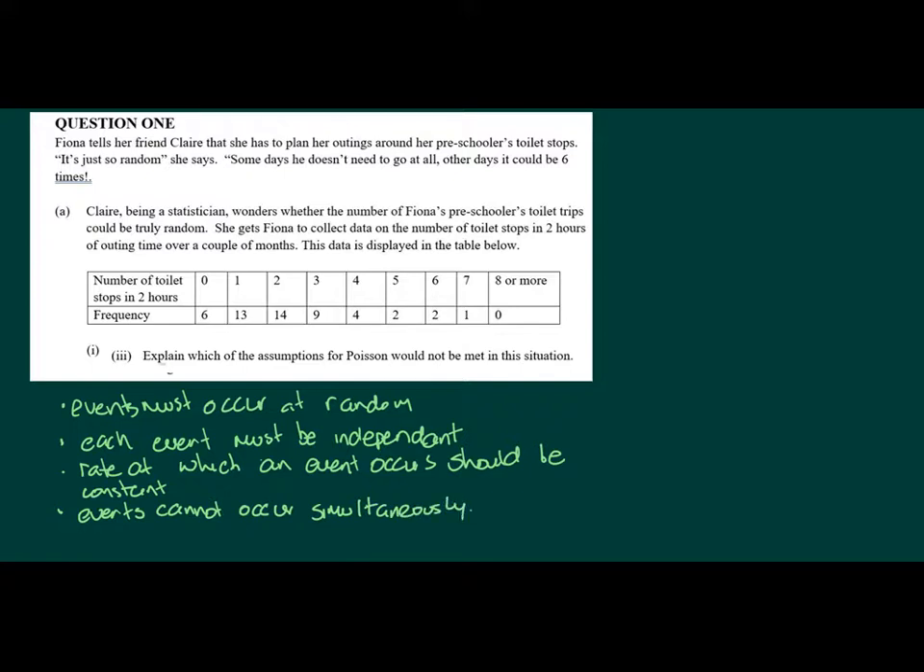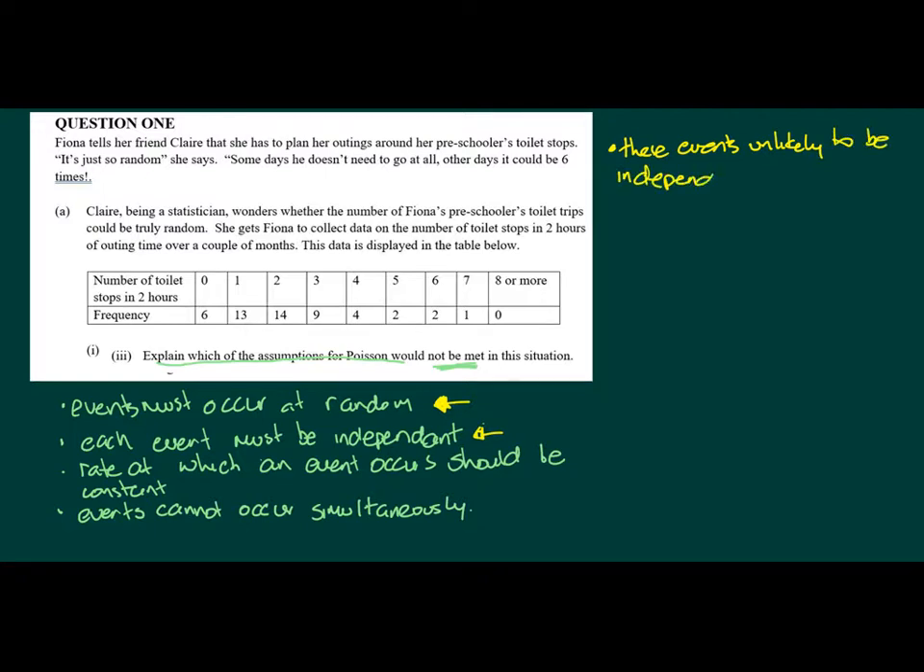Right, so the question said, explain which of the assumptions for Poisson would not be met. So they're not actually asking you to say how could it be met. You need to say for what would it not be met. So it could be a case of eliminating some. So the first one, events must occur at random. Well, you could probably explain that would actually happen in this case. Each event should be independent. Well, I'm not quite sure that they are independent. So in this case here, I would say these events are unlikely to be independent.